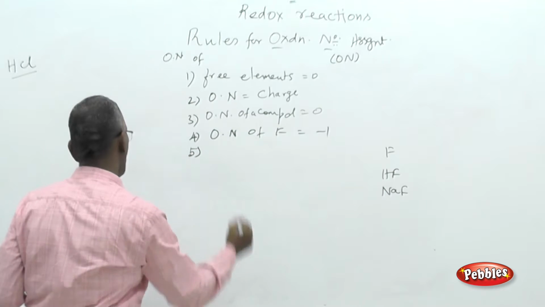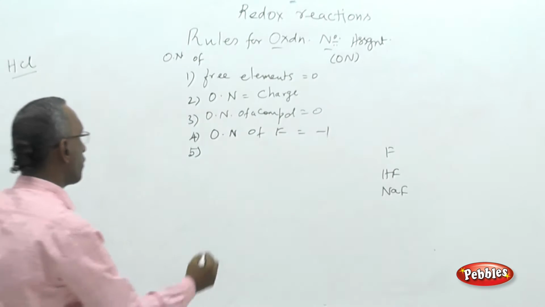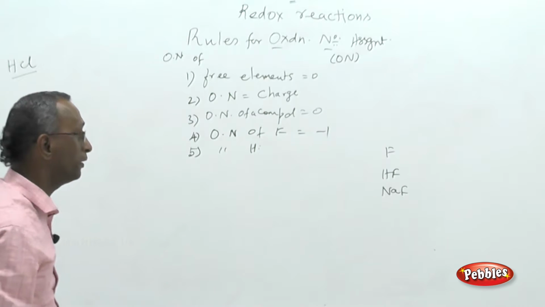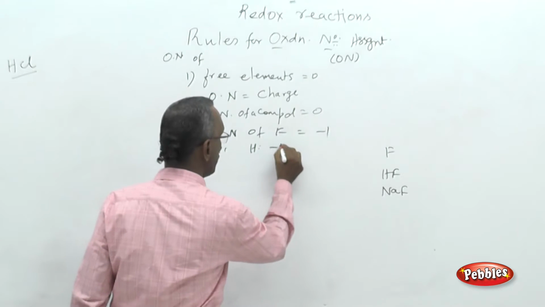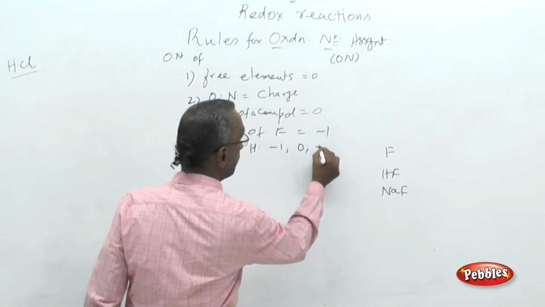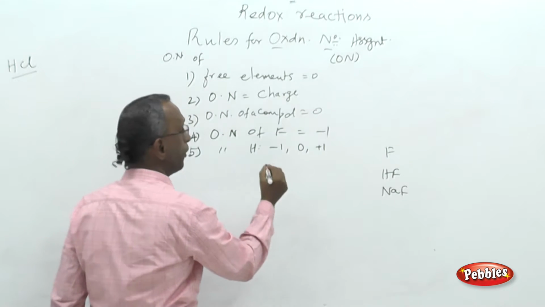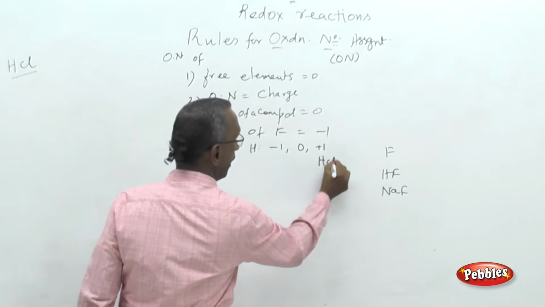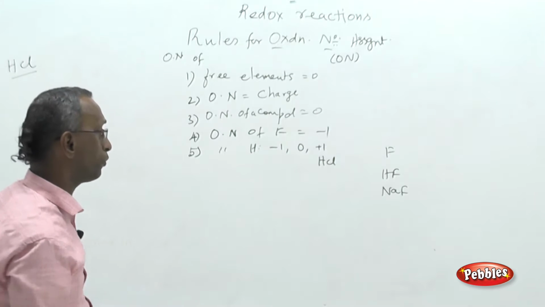Next point is about the oxidation number of hydrogen. Already we have discussed this, we are revising. Hydrogen can take an oxidation state of -1, 0 or +1 depending upon the compound. We have also seen examples. In HCl, hydrogen shows the oxidation state of +1.